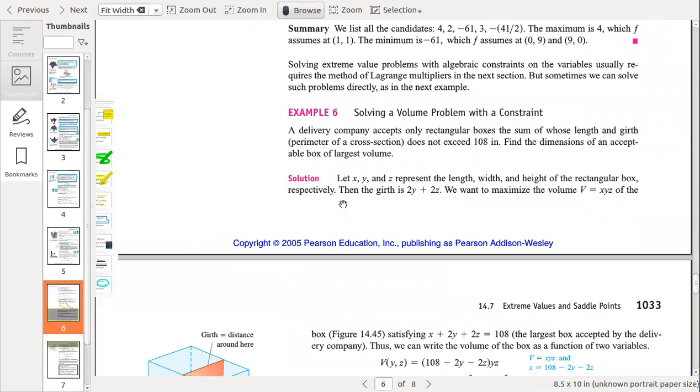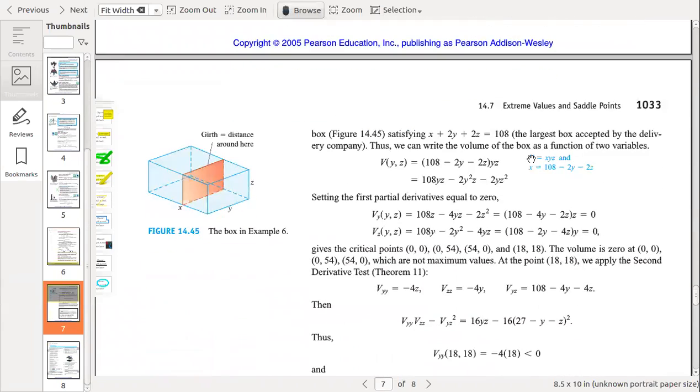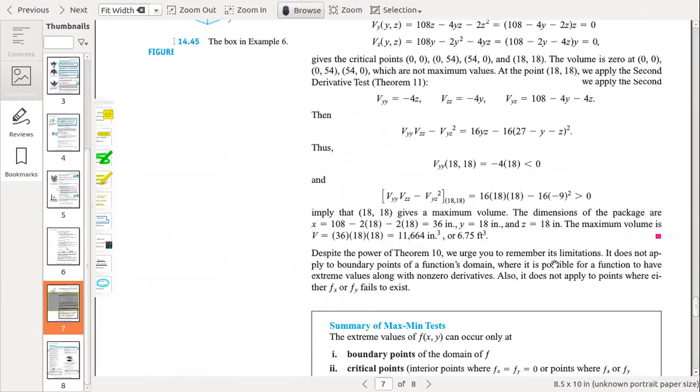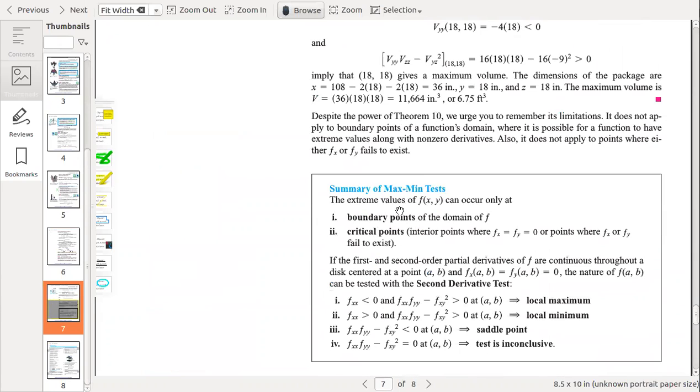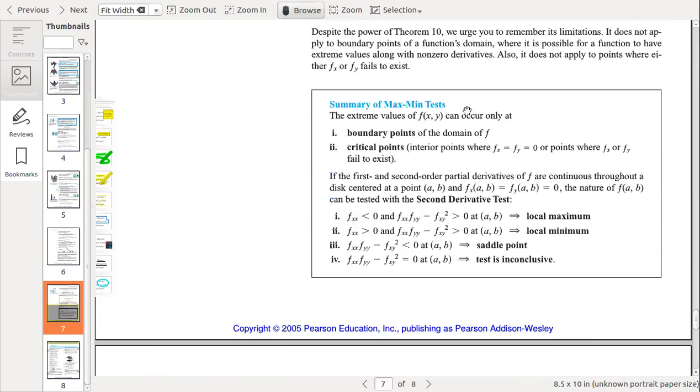This next example is solving a volume problem with constraints. That looks a little bit difficult, so we can skip this. Now the summary of the max-min test. Okay, this we can just revise.